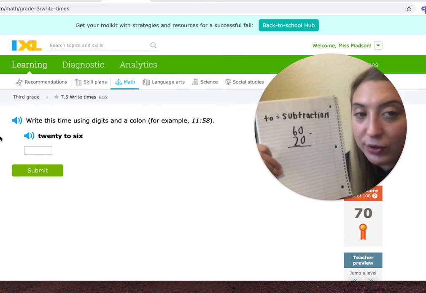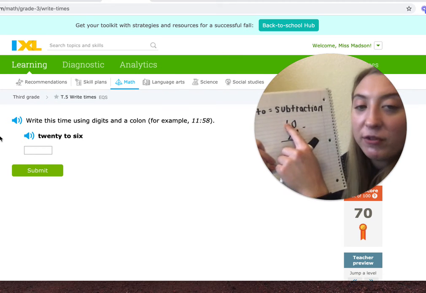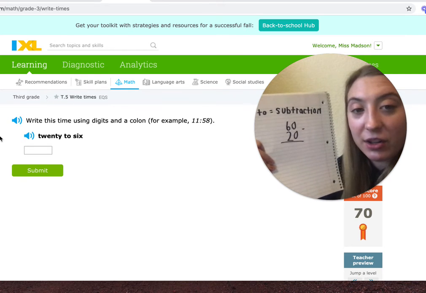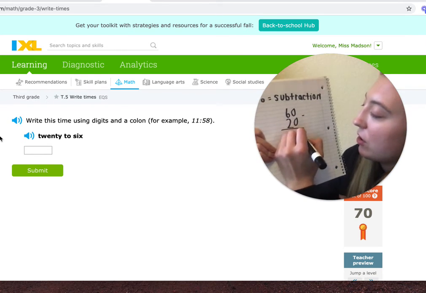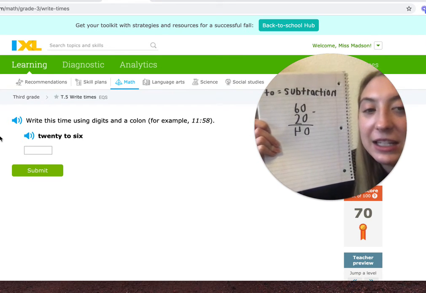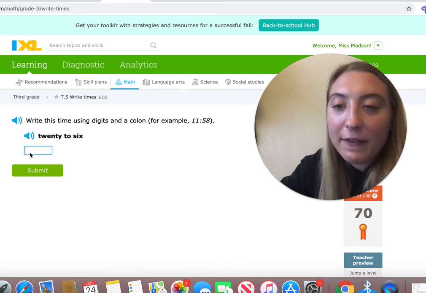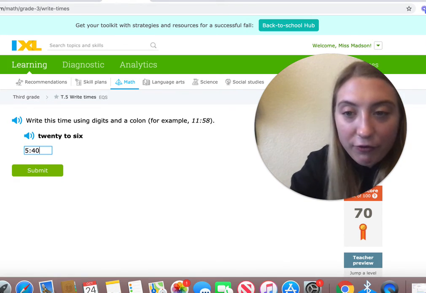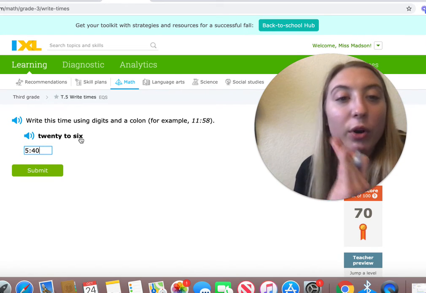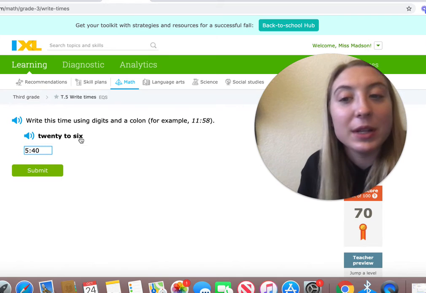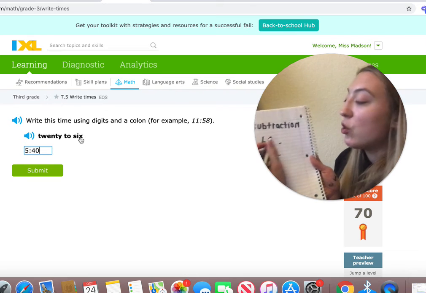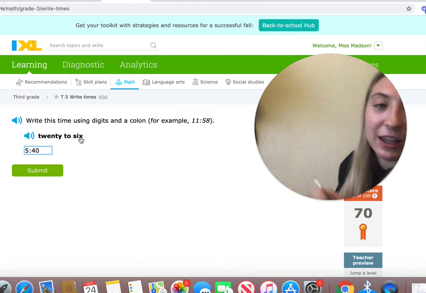So remember, when I see the word till, I'm going to be using subtraction. So 20 till 6. I'm taking the total number of minutes in an hour, subtracting the 20. Because in 20 minutes, it is 6 o'clock. So my 0, 6 take away 2 is 4, which means that it is leaving me with 5:40. It's not 6 yet, it's the hour before, because in 20 minutes it will be 6 o'clock. And you can always double check your work by adding 20 plus 40 and see if it gives you 60.